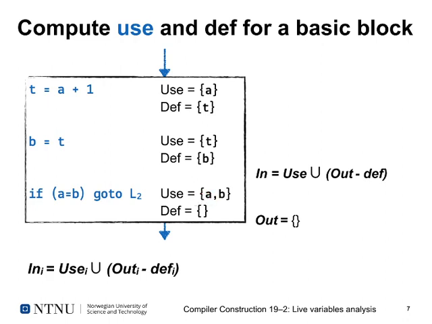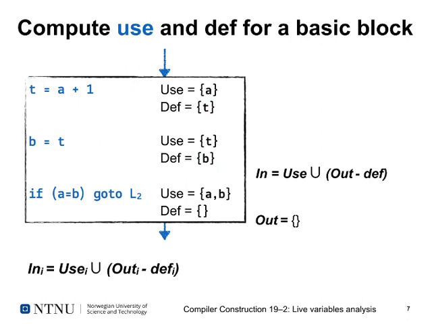For the instruction on top of that, b equals t, we are using t, we're reading its value, and we're redefining b because we're assigning something to it here. And our first instruction on top uses variable a and defines variable t.